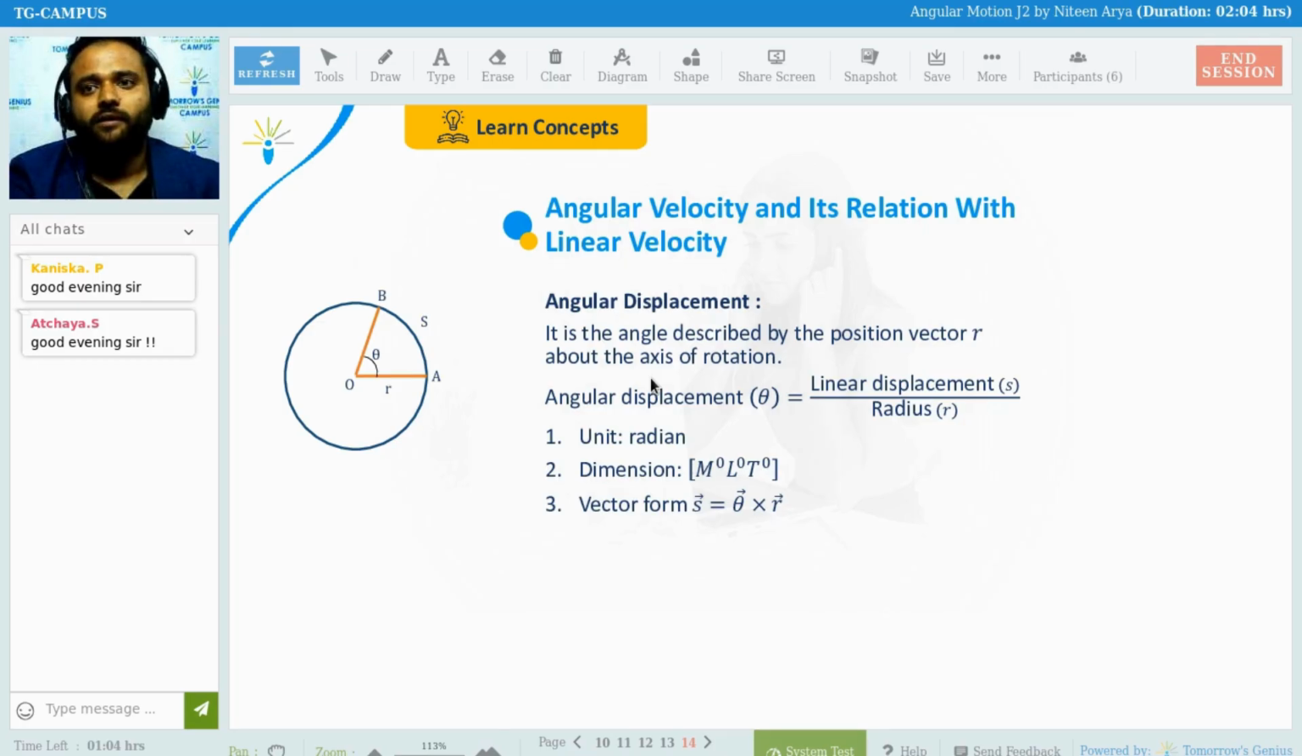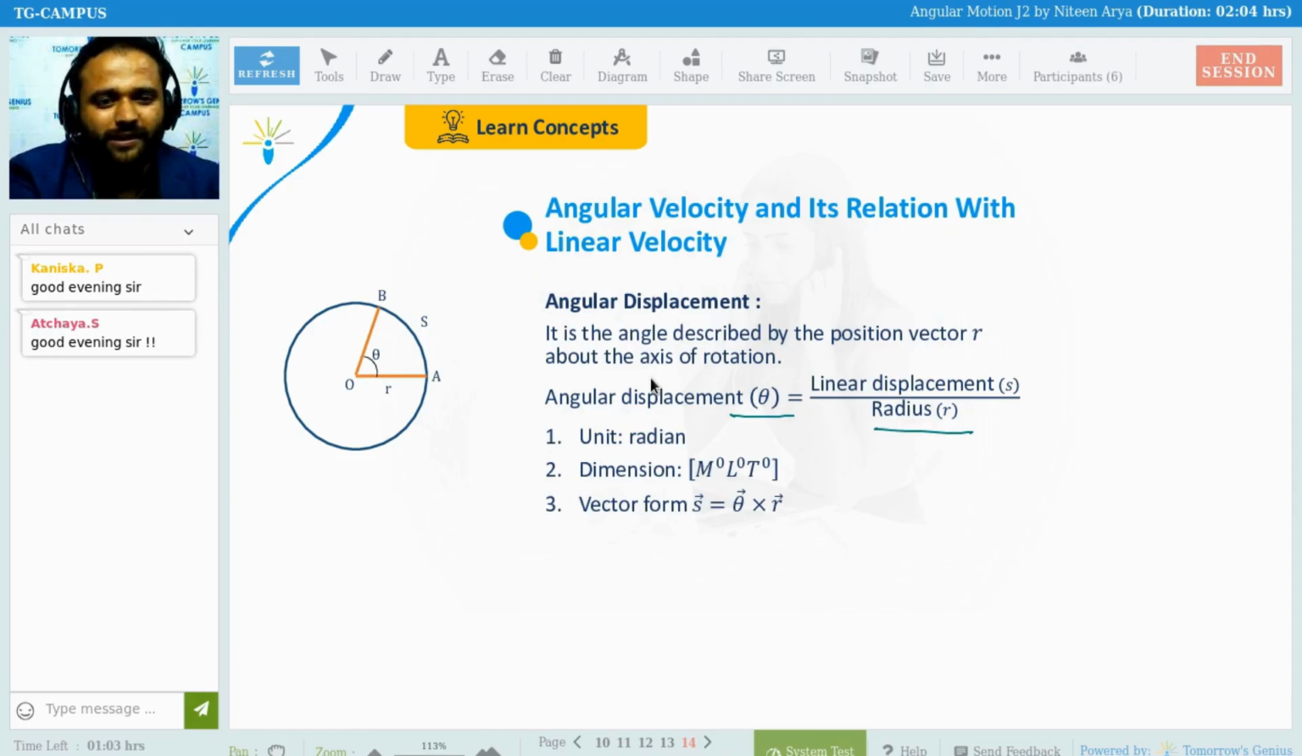Whenever any particular body or object is moving in a circular motion, or is rotating around an axis, that motion occurs in a circular manner. In circular motion there is a relation with angular displacement, which is measured with respect to angle. Angular displacement is nothing but linear displacement, which is the arc length, divided by radius r. Clear?